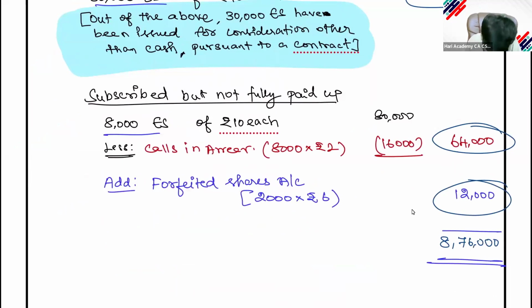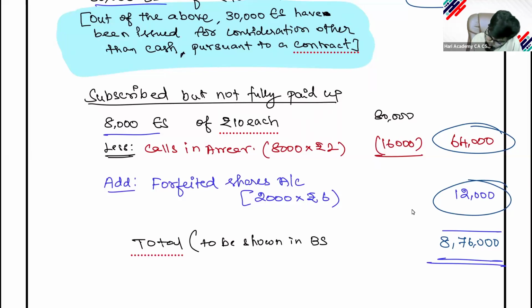8,76,000, sir. What should you write? In brackets, you should write total. If you want more clarity in the exam, you should simply write total. In professional exams, you should simply write total. Or you can go one step further. I will never recommend it, but I will tell you it is shown in the balance sheet against SC. Here SC means what? Share capital.